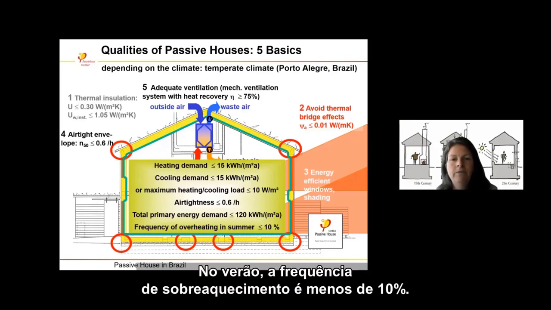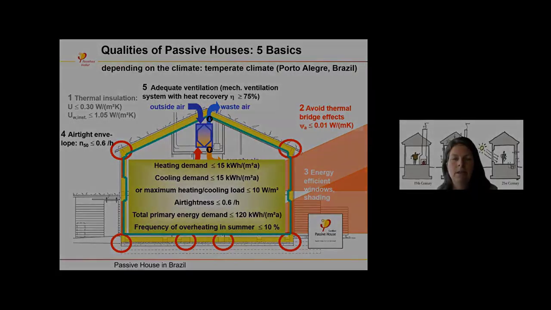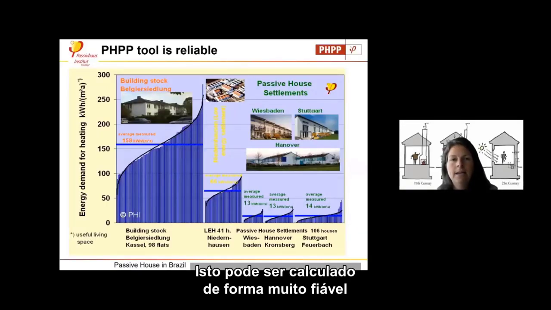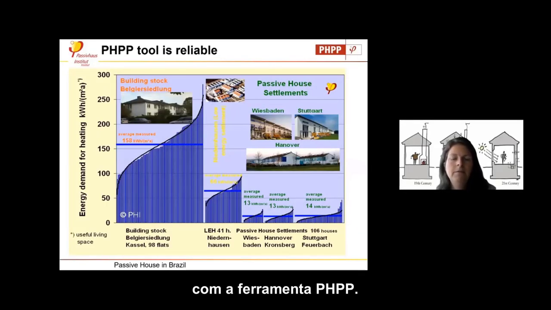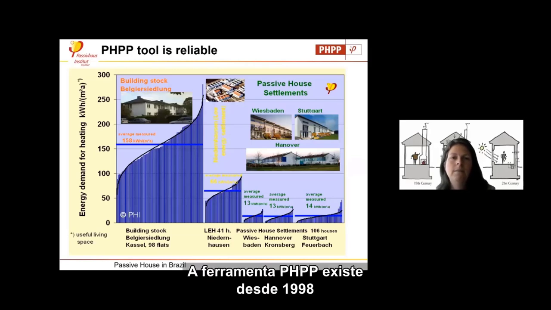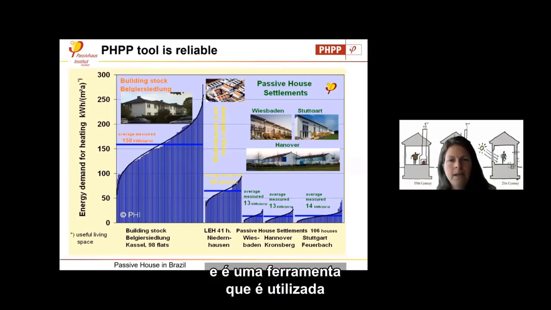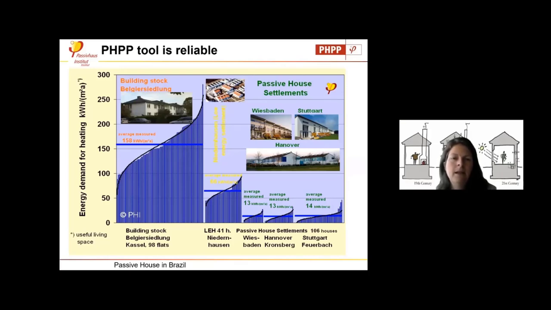For summer comfort, the frequency of overheating is below 10%. This can be calculated very reliably with the PHPP tool. The PHPP tool exists since 1998 and is a tool that was used and is constantly optimized since then using field measurements.